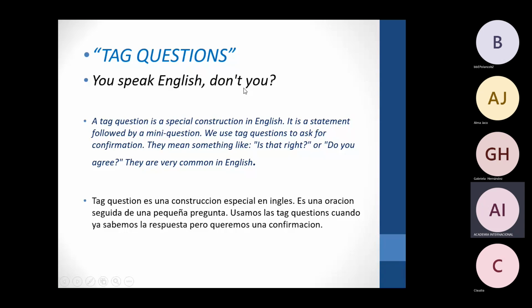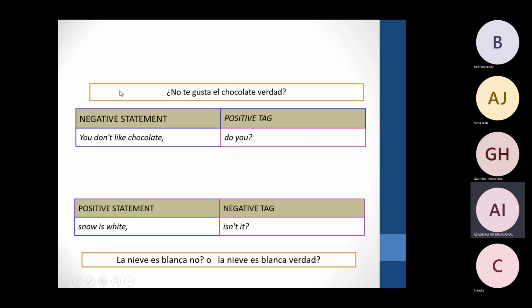Lo confuso es que no solo esta se usa. Se va a ir usando dependiendo del tipo de oración. Por ejemplo, look at this example that we have here in the chart, en el cuadrito. This is the sentence in Spanish, and here we have the sentence in English.